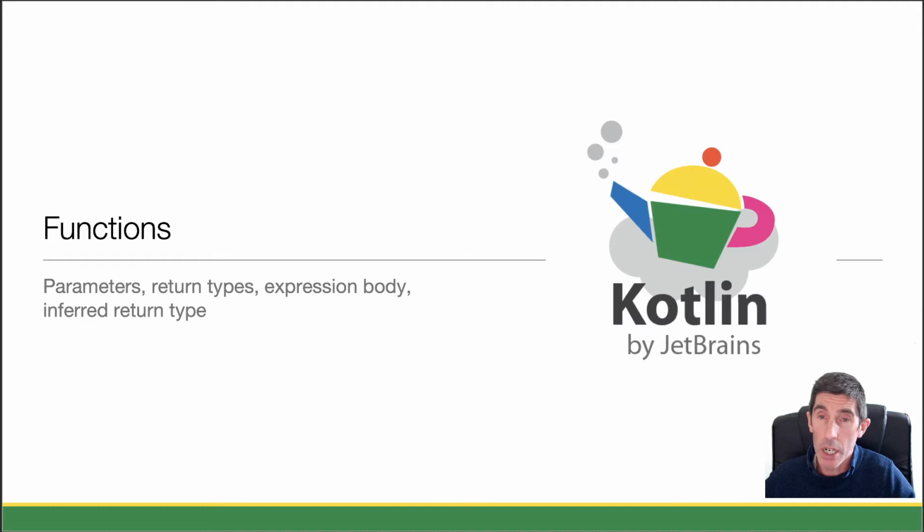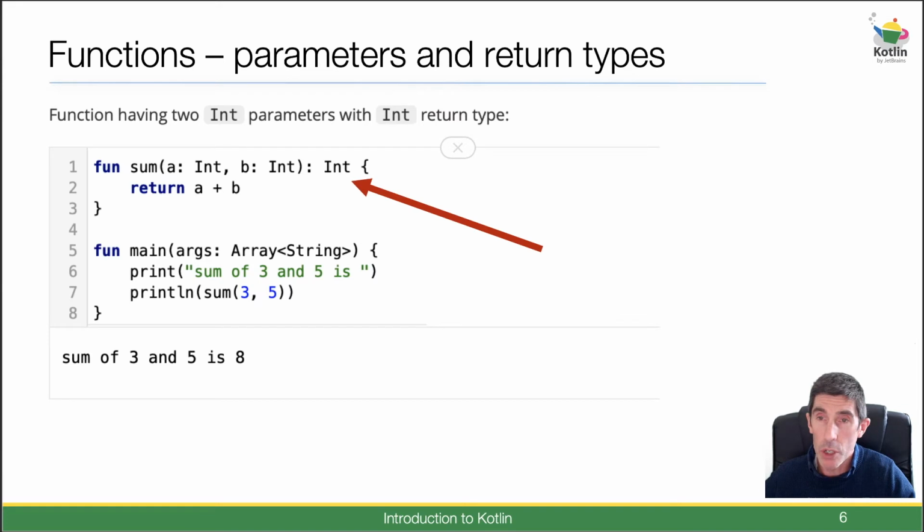So to firstly look at functions, we'll break that down into just looking at parameters, return types, an expression body, and sometimes we need an inferred return type. And again, it's a nice little feature within the language itself. So just look at the first example here. We have parameters and return types. We have our function here having 2 int parameters with an int return type.